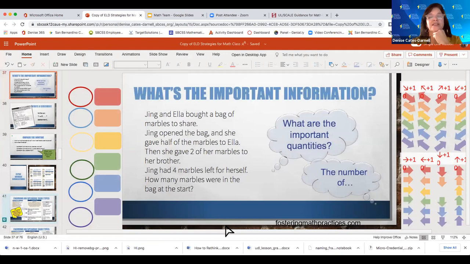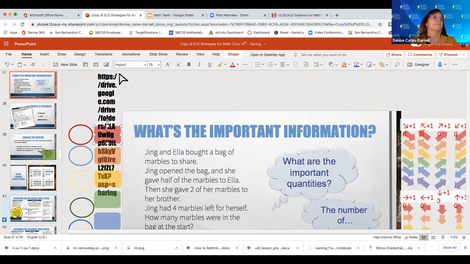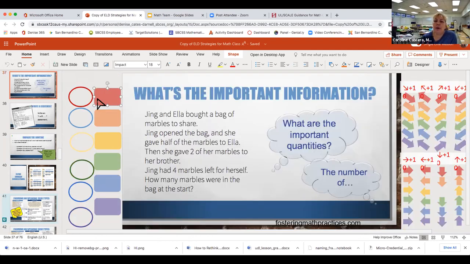Okay, so I'm going to ask a couple of people to unmute themselves again and tell us what is one piece of important information that I need to have to solve this problem. She gave half of the marbles to Ella. Okay, thank you so much, Dawn. Oops, come on. Oh, great, sorry. She gave two to her brother. Okay. There we go.